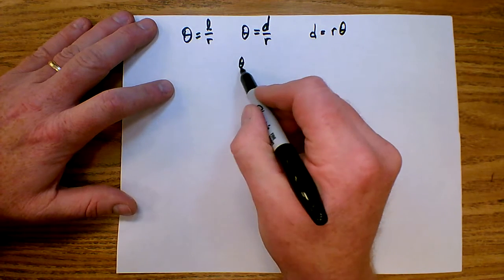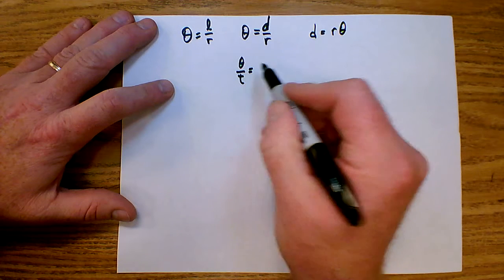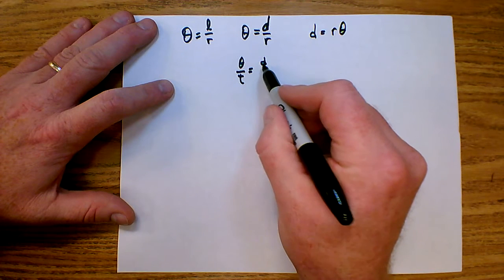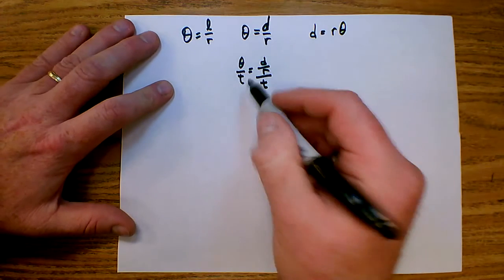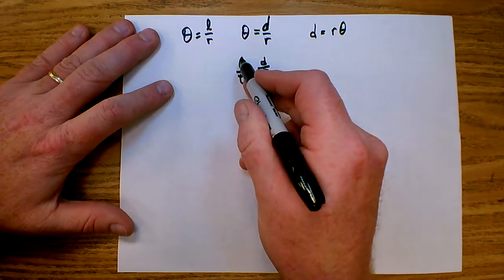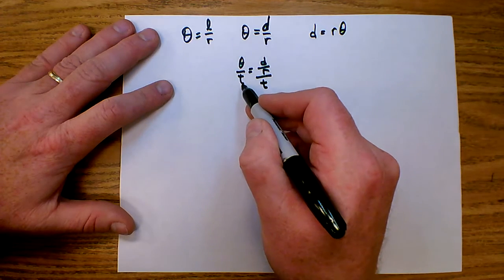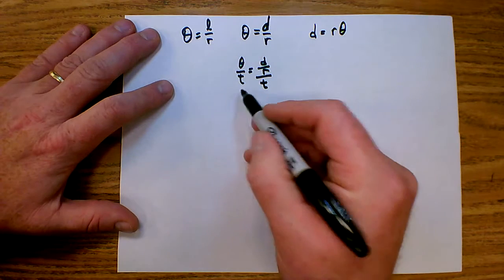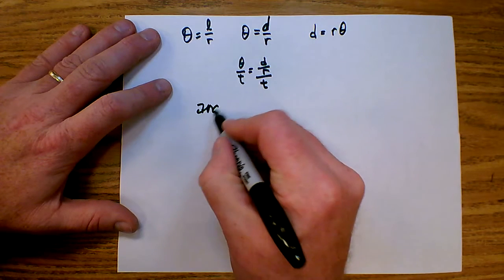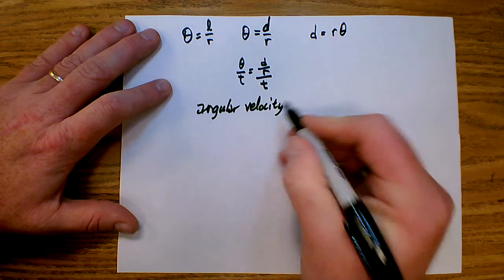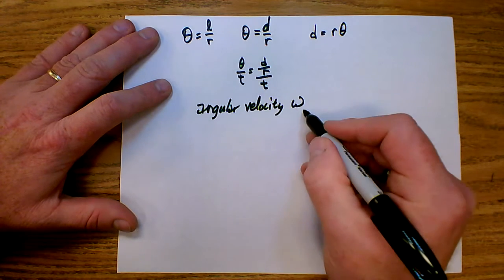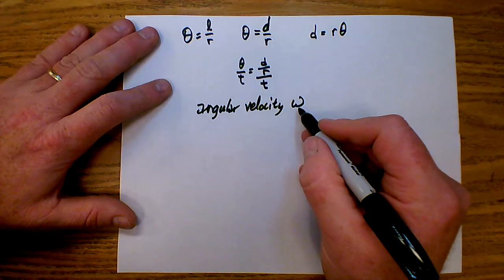So if I have theta over time equals d over r over time, for example, then theta over time, how much theta is changing in time, we call that the angular velocity. And the symbol we use for angular velocity is an omega. Looks kind of like a W, but it's actually an omega.